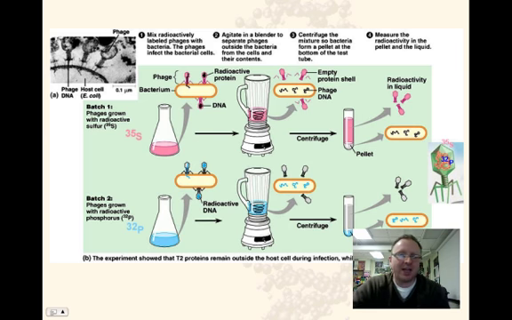So that, again, concluded for them that it was the DNA that was getting into the cell and taking over the cellular mechanisms of reproduction. In other words, DNA has to be the genetic material. So from Gregor Mendel in the early 1800s all the way through to the early 1950s, the search for the genetic material was long and ongoing, and it was this Hershey-Chase experiment that really definitively settled the question.